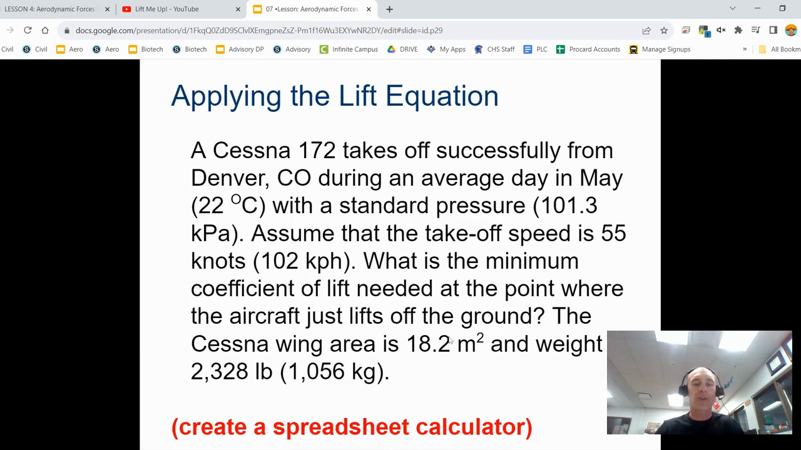You're going to have to make sure the areas are all in the same units, and the weight. So why do we have weight? Because weight has to be equal to lift in order for it to just barely take off. That is a minimum takeoff, when the weight is equal to the lift. So I know it says weight, but that is what you're going to put in for your L value for lift. So go ahead at this point and pause this and see what you get for your answer.